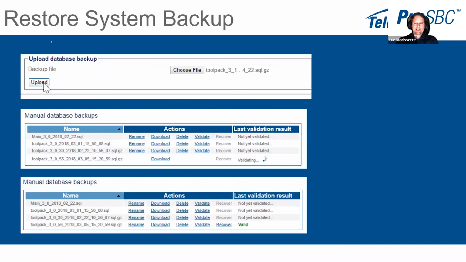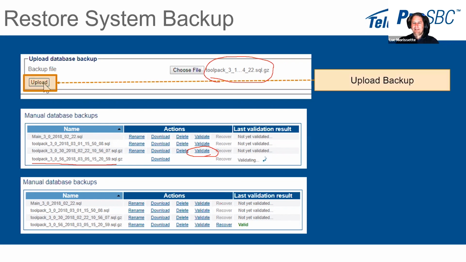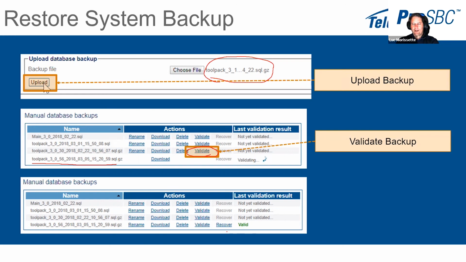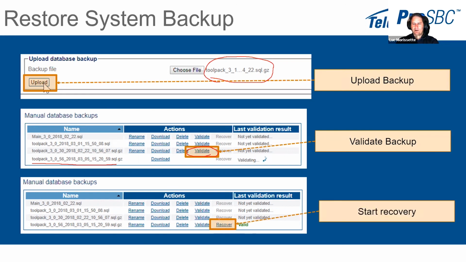So if you want to restore this database backup, well, you take the file that you have downloaded out of the system and you just upload it. It will show up here in manual database backup. You need to do here validate. So when you click on validate, it will start recovery. So we'll start validating the database backup. Once it's validated, then you'll be able to recover it by clicking here.